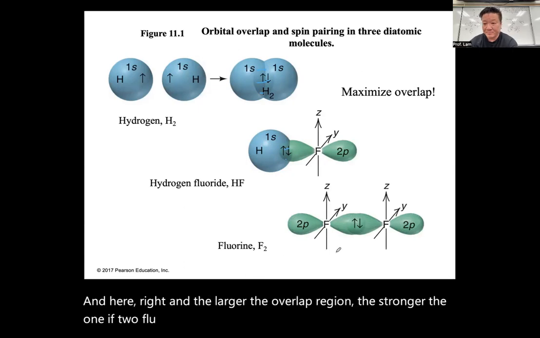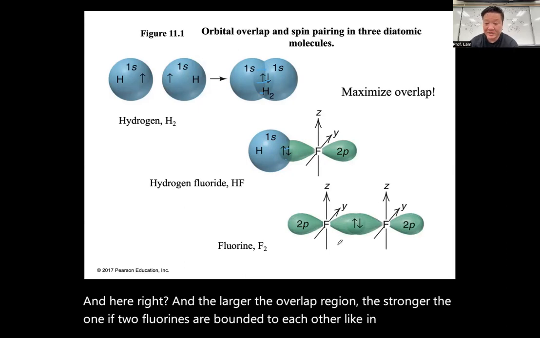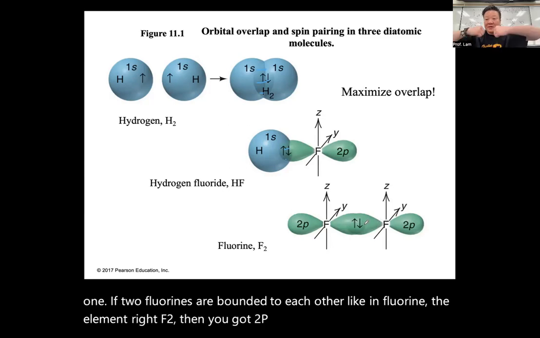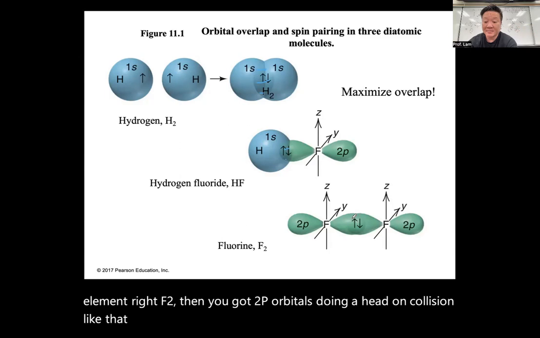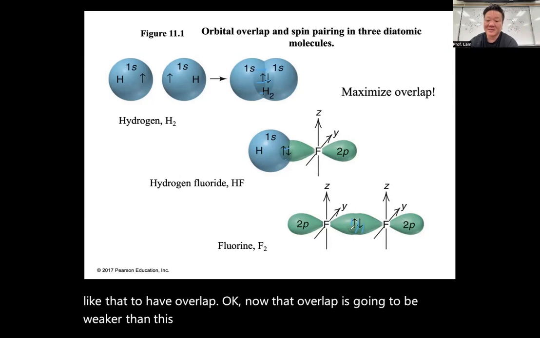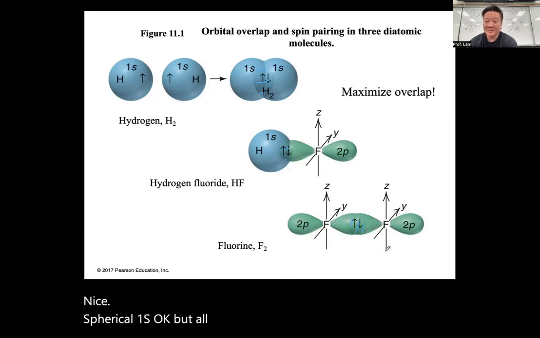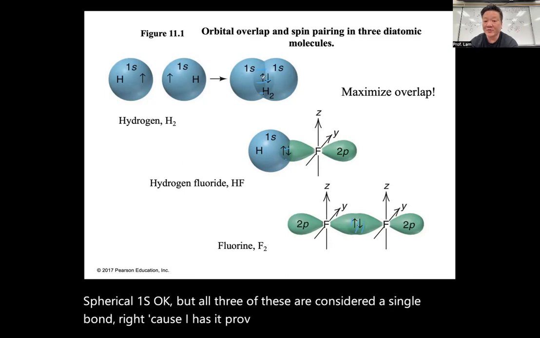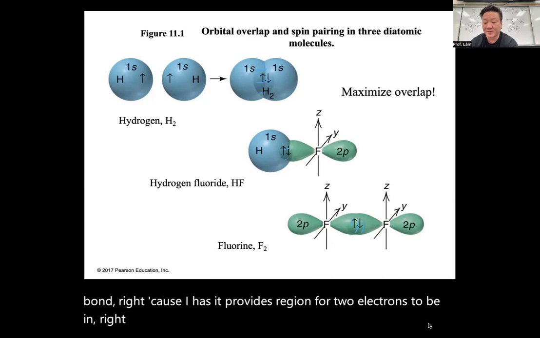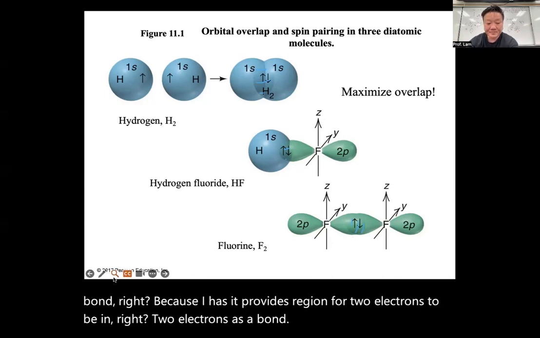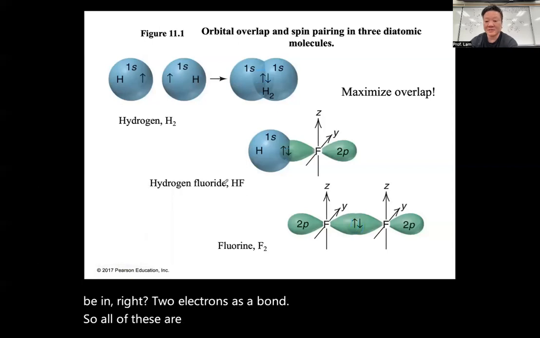If two fluorines are bonded to each other, like in fluorine the element, F2, then you've got two p orbitals doing a head-on collision like that to have overlap. Okay, now that overlap is going to be weaker than this because now you have just two smaller peanut lobes overlapping instead of a nice, huge, spherical 1s. But all three of these are considered a single bond, right? Because it provides a region for two electrons to be in as a bond. So all of these are single bonds.